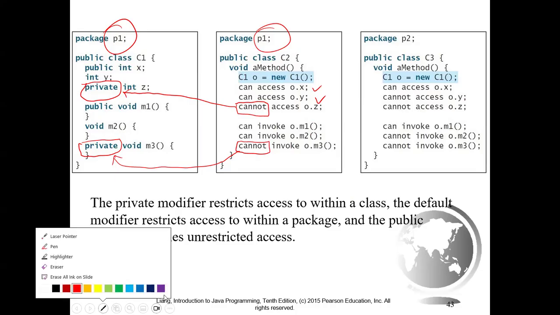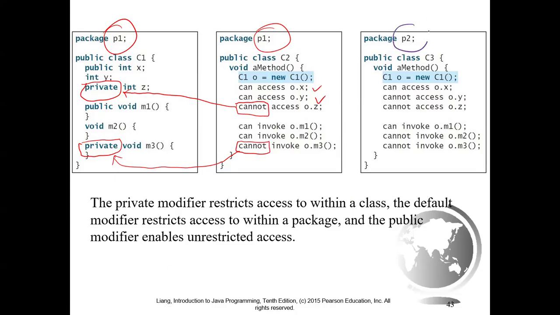And let's see, they are in package 1, but right now we are in another package, package 2. We are also testing the methods. We now have our class C3, and we create a new C1, right? No problem, it can access o.x, because it is public. However, it cannot access o.y because there is no public before the int y, so it means it is a default, package-only type. Also for m2, since there is no public there, we cannot invoke o.m2 and o.m3.